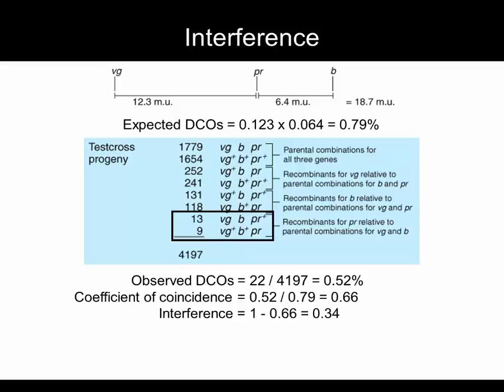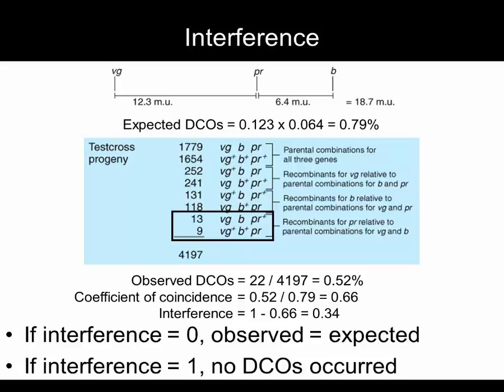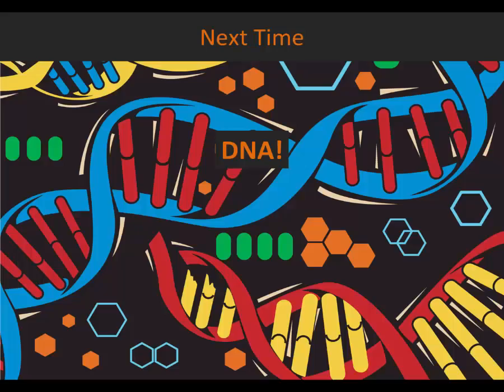The higher that value, the greater the extent of interference. When the observed double crossovers equals the expected, the coefficient of coincidence is 1 and interference is 0, no interference. But when interference is 1, there are no double crossovers. A crossover event between one pair of genes completely precludes the possibility of a crossover between the other pair of genes. That does it for Pre-Lecture 8.